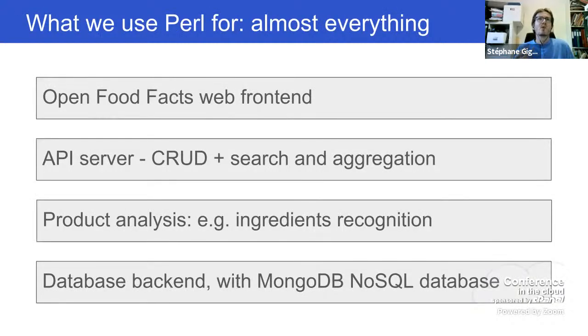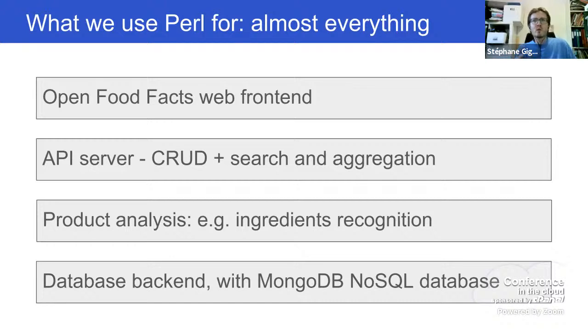So what do we use Perl for? Well, I love Perl, so I try to use Perl for everything in the project, and we use it for almost everything. We have a web front end, we have an API server, and that does also search and aggregation. We do a lot of analysis of the data. So one thing, for instance, is taking the list of ingredients and trying to cut it into all the individual ingredients, but there are many more things that we do with the data.